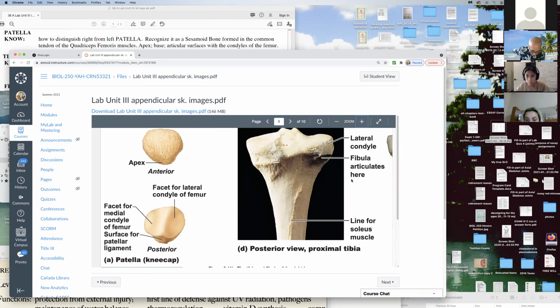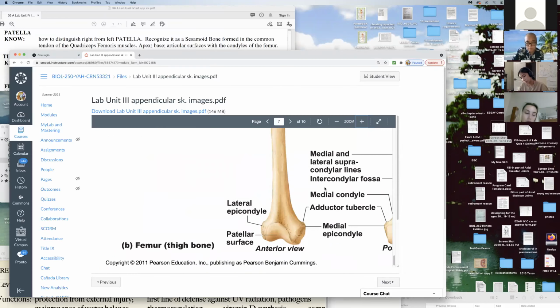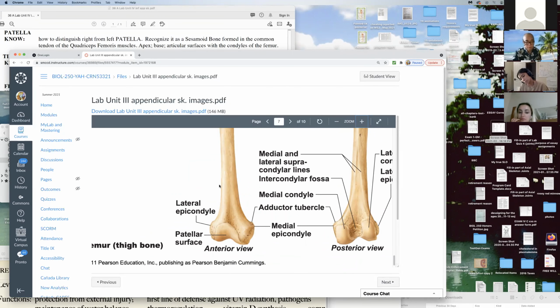Okay, starting with the patella. All right. So the patella is a sesamoid bone, and at one point, during the toddler years, the common tendon of the quadriceps femoris muscles. That's the collective name for the four muscles there.